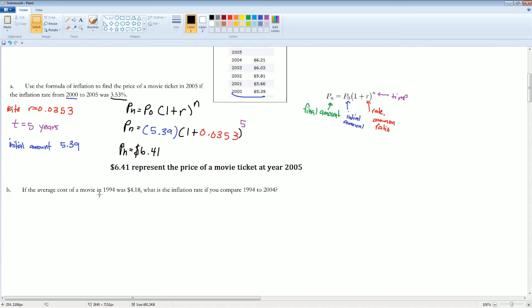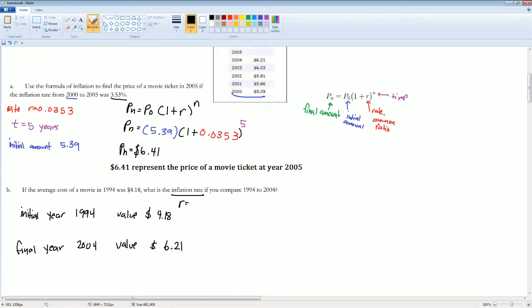Next. If the average cost of a movie ticket in 1994 was $4.80, what is the inflation rate if you compare 1994 to 2004? Okay, here's the question mark. The question mark is the inflation rate. So that is the R, all right? So your initial year is 1994 and the value was 4.18. The final year is 2004 and the value is, what was that for 2004? 6.21. So if you think about it, it went from here to here, right?